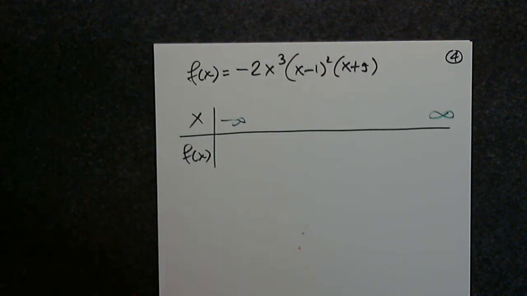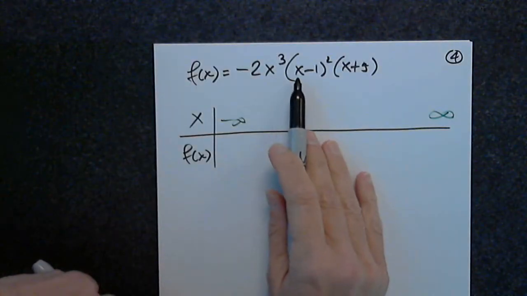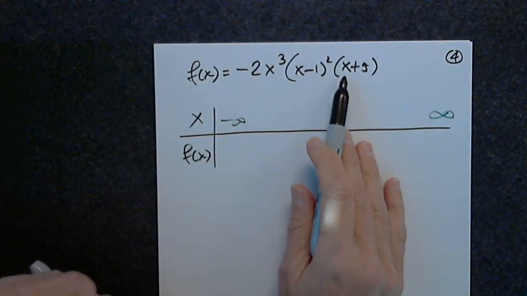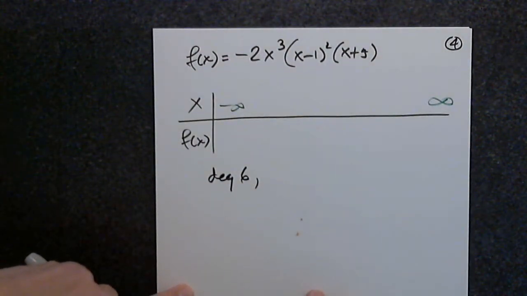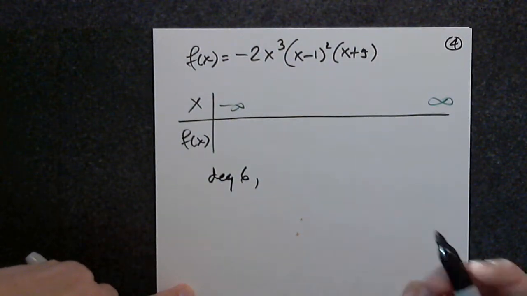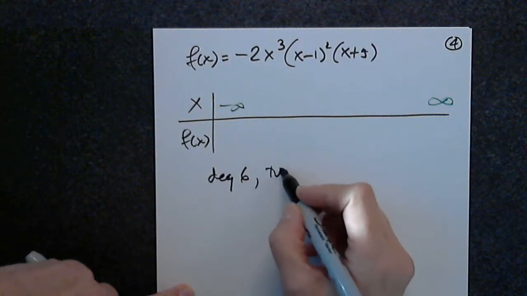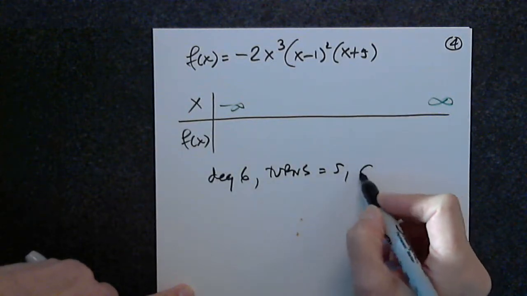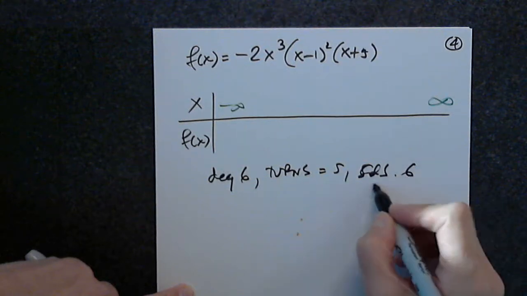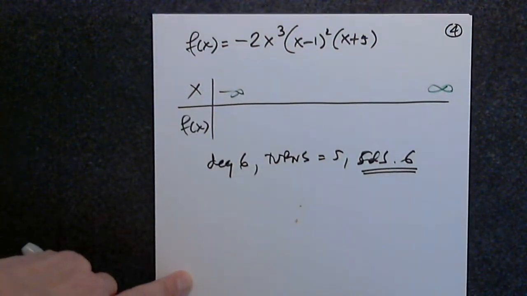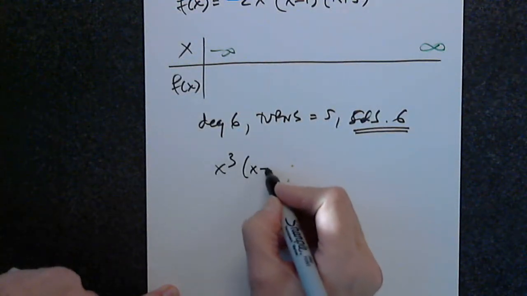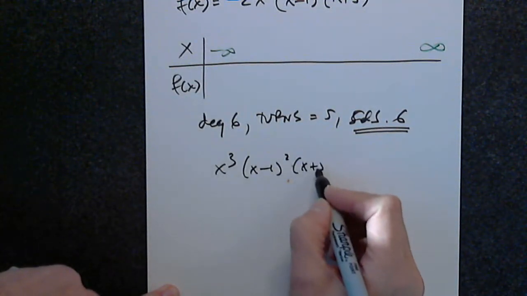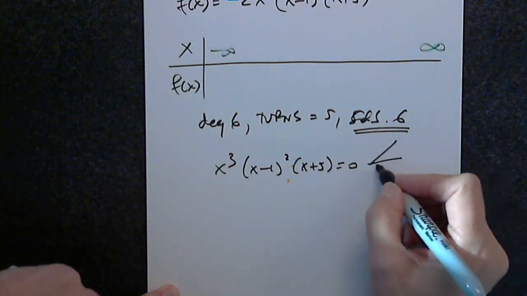Okay, ready? Degree? 6. Very good. Degree 6. How many solutions, or x intercepts? 5? Okay, you are talking about turns. 5 turns, but solutions, 6. Absolutely 6. Very good.